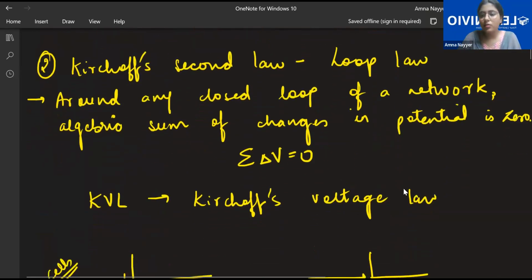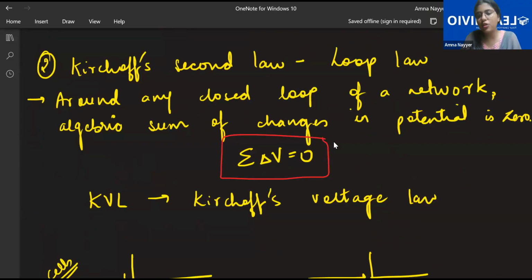So here, Kirchhoff's second law is the loop law. Loop law means in a closed loop where the wires are intersecting, the net voltage is 0. Sum of all the voltages is 0.